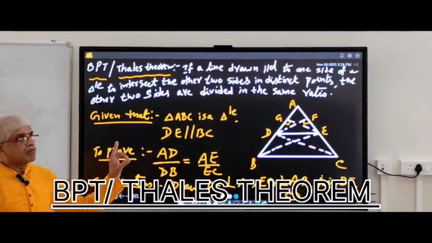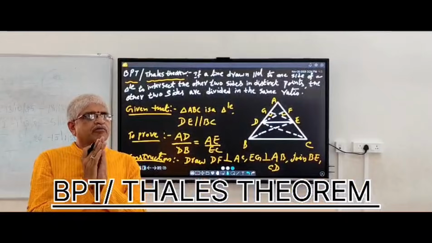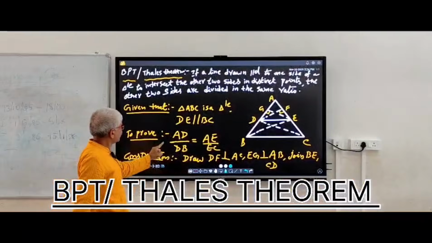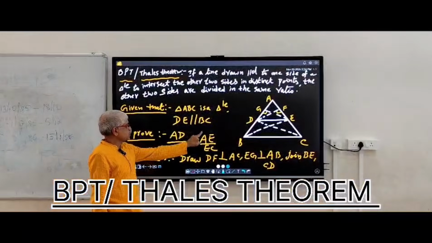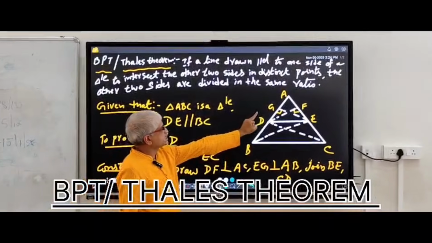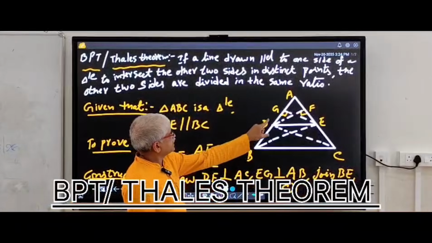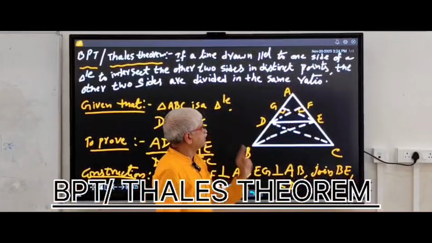So, while proving, I have to keep my task in mind. What I have to prove? I have to prove AD by DB is equal to AE by EC. As we discussed, we are going to use the area of a triangle formula. So what I will do? I will try to find the area of triangle ADE.